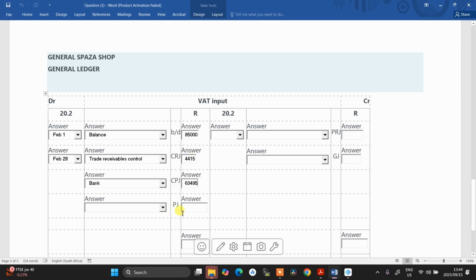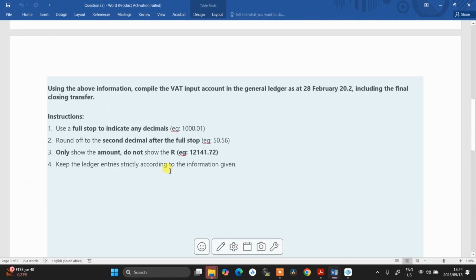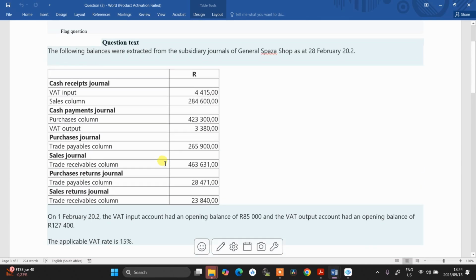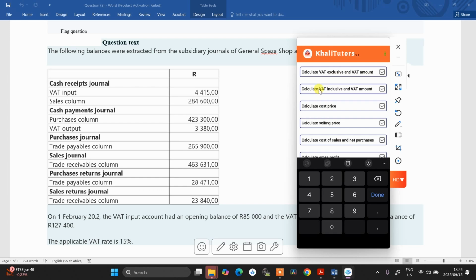And the last one comes from our purchases journals. Okay, so we need to go back to our purchases journals. Remember, in terms of the purchases journals, what we have is the VAT inclusive amount. So if we want to calculate the VAT amount, we are going to use the other option in terms of Kalituta's application. Okay, so now we have the VAT inclusive amount. So we need to calculate the VAT exclusive amount and the VAT amount. But what we are interested in is the VAT amount.